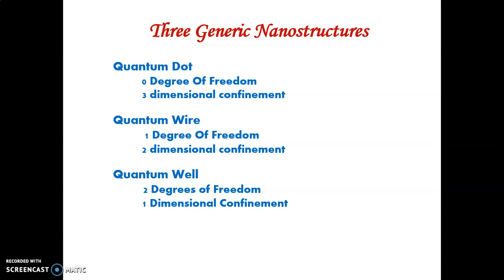The above definition I am giving in simple form. A quantum dot has 0 degrees of freedom, with 3 dimensional confinement. Then a quantum wire has 1 degree of freedom, with 2 dimensional confinement. Then a quantum well has 2 degrees of freedom, with only 1 dimensional confinement. The above definition is converted into this simple form. These are the 3 generic nanostructures.